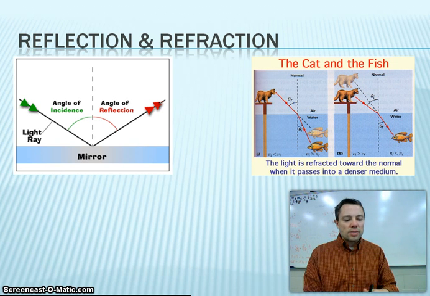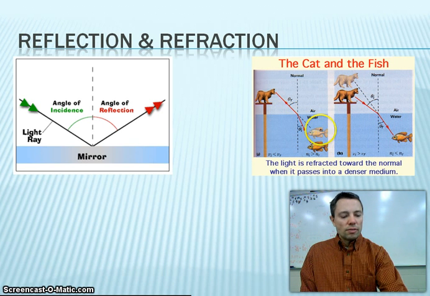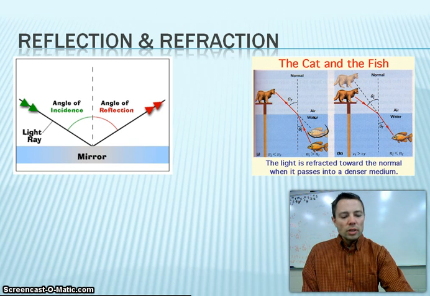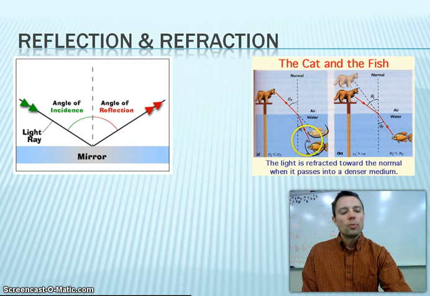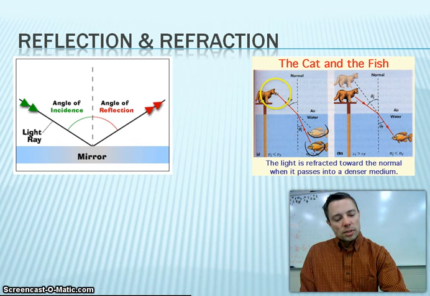So here we have our cat sitting up on the dock looking down at a fish. Now the cat perceives the fish here, but really the fish is down here, because the light ray that they perceive is actually a bent ray. Okay, so our ray comes in and we have an angle of incidence, and then we have the angle of refraction as it's coming back out. Or in the perception of the fish looking up, the angle of incidence is equal to the angle coming out.